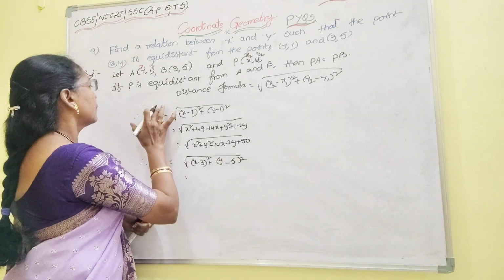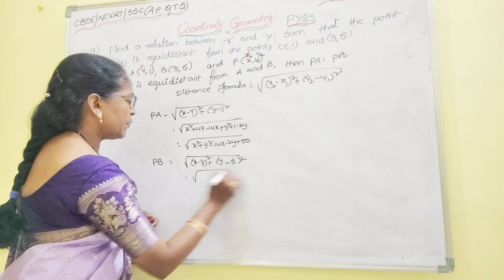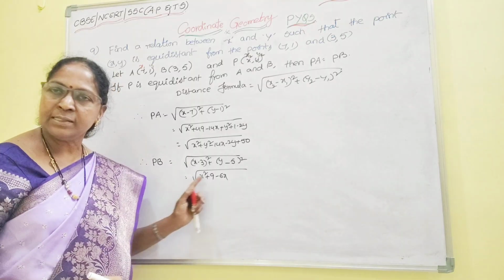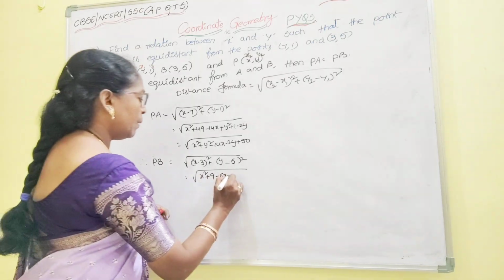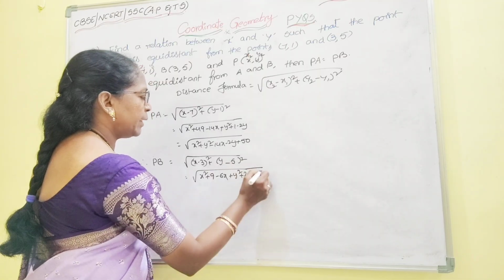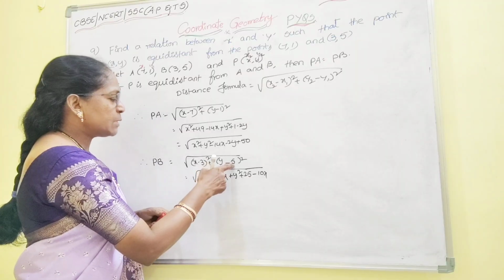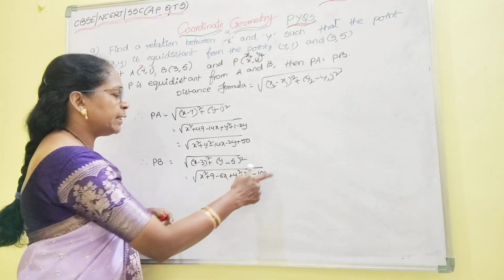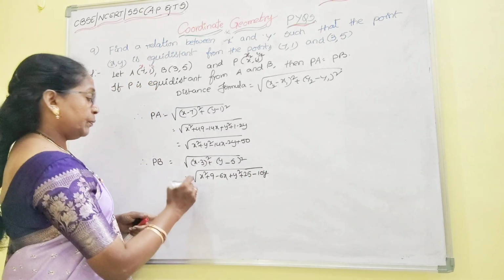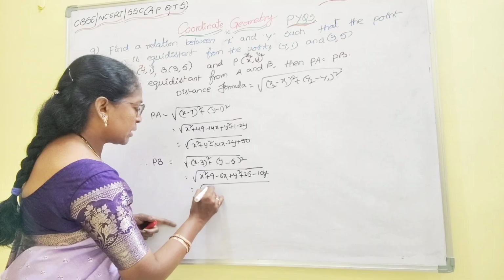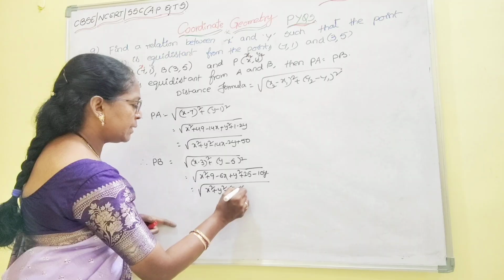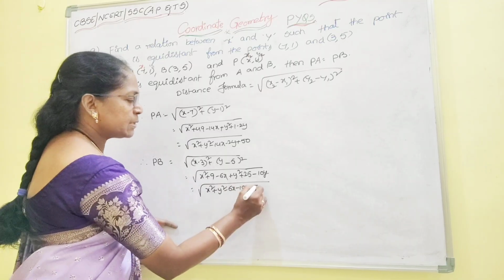Now that equals the square root of x square plus 9 minus 6x. Again, this is also in the form of a minus b whole square: y square plus 25 minus 10y. So a square is y square, plus b square plus 25, where 25 is 5 square and 10 is 2 into 5, into y. Here, sorry, this value is y. Therefore x square plus y square minus 6x minus 10y plus 25 plus 9 equals 34.